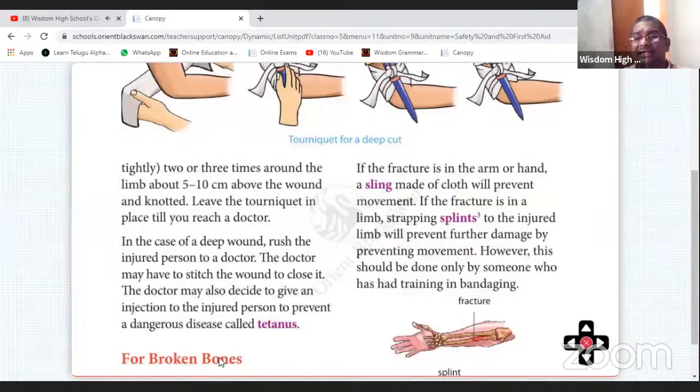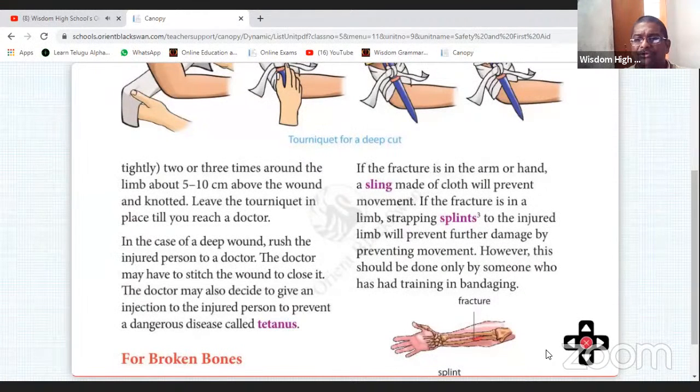Next, the doctor may also decide to give an injection to prevent a dangerous disease called tetanus, the TT injection, to prevent infection. He can give an injection to the injured person to prevent the dangerous disease called tetanus.